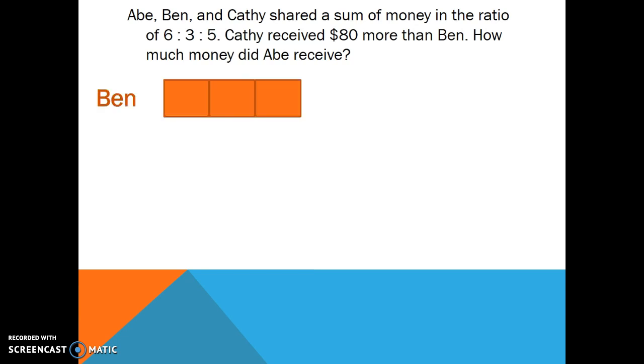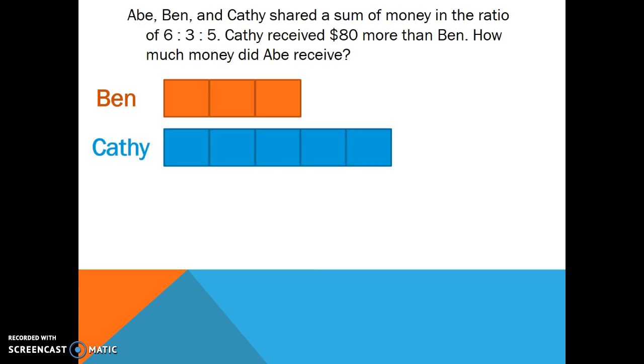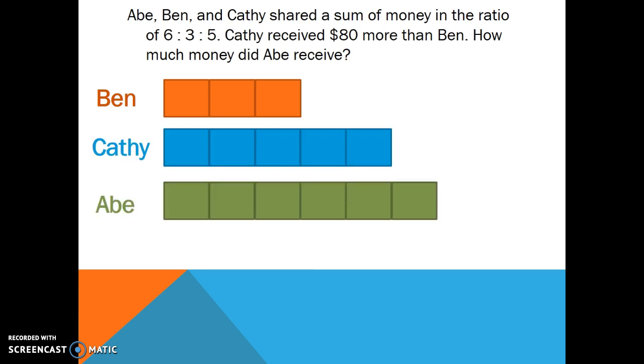Abe, Ben, and Kathy shared a sum of money in the ratio of 6 to 3 to 5. Kathy received $80 more than Ben. How much money did Abe receive? Let's start with our bar model. I have Ben on top just because he has the fewest units. So Ben had 3, Kathy had 5, and Abe had 6.